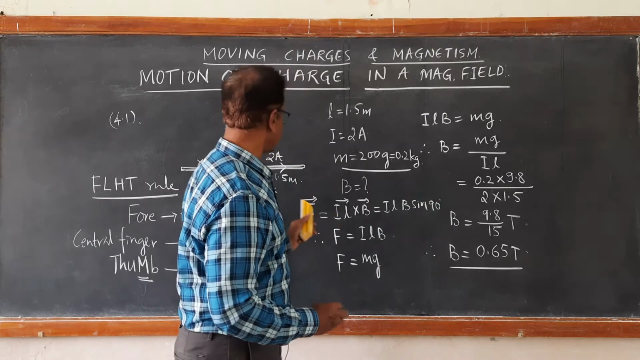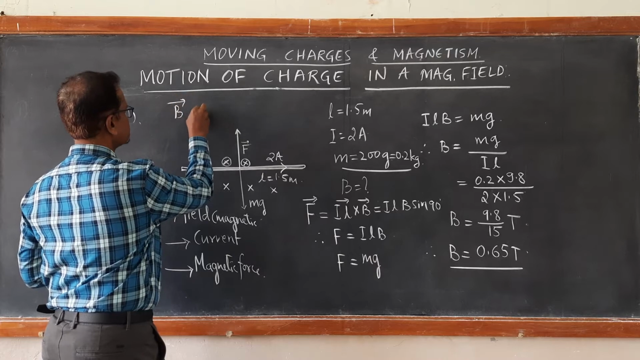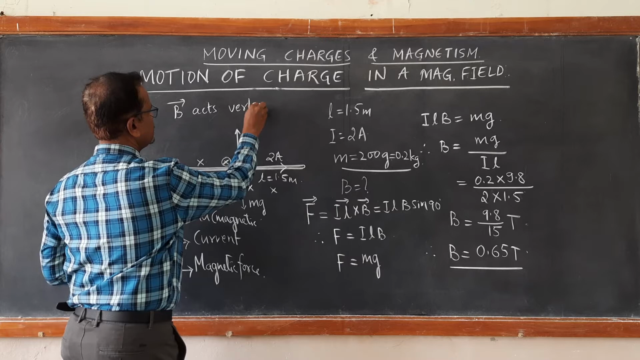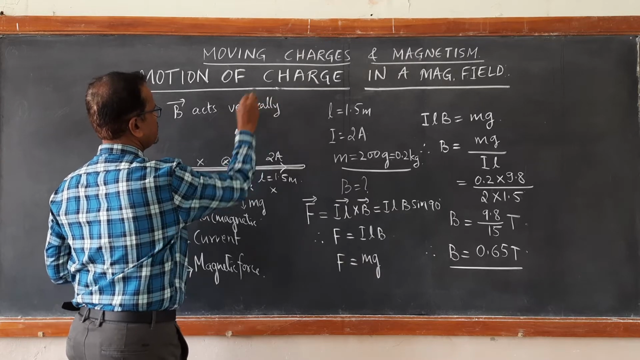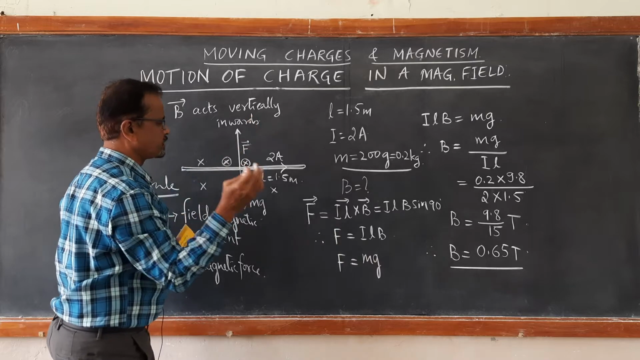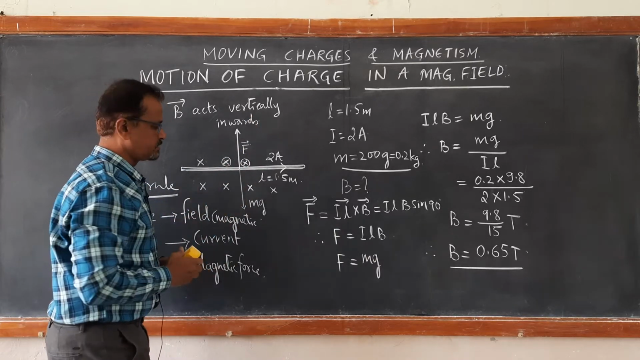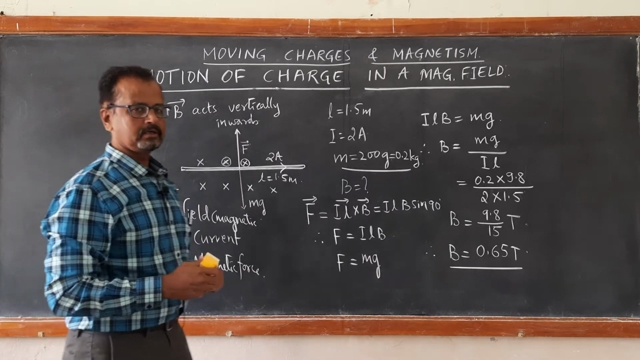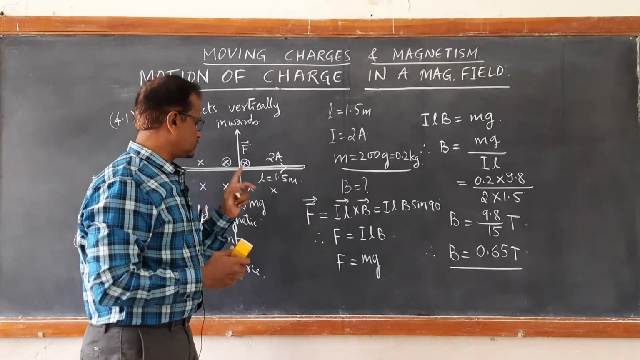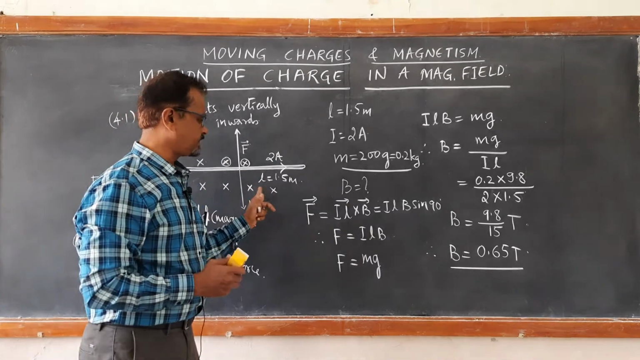And what is the direction? Direction of magnetic field B vector acts vertically inwards, perpendicular to the plane of the board. So please remember the cross mark shows the tail end of the arrow. Cross mark shows the tail end of the arrow.